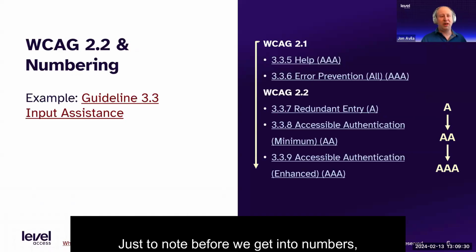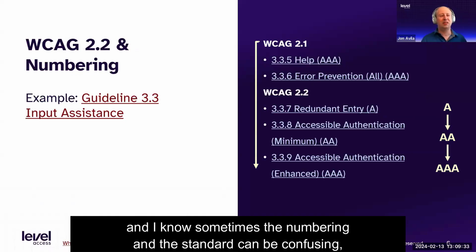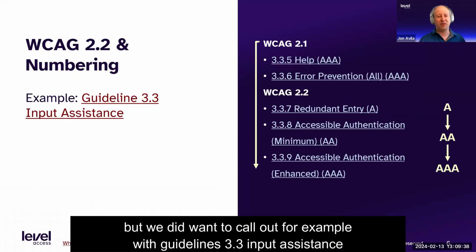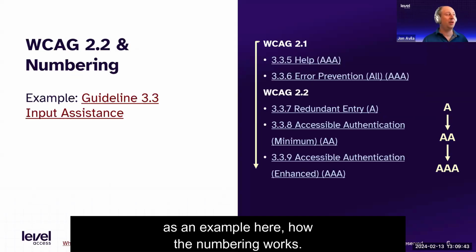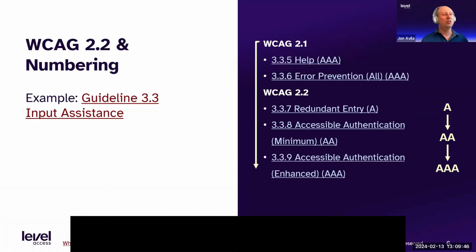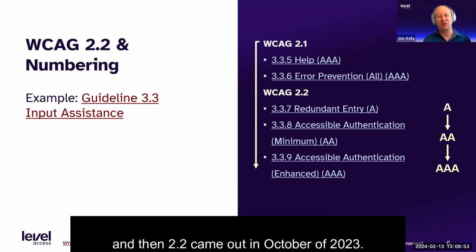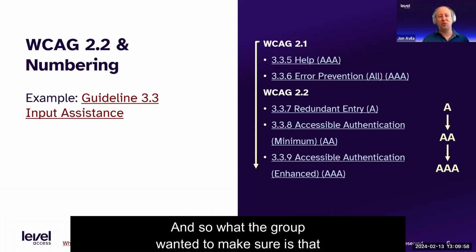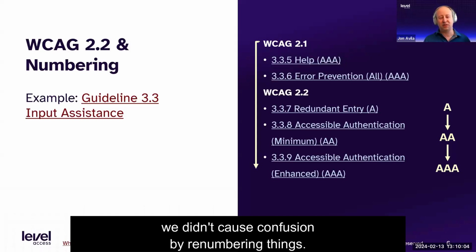Just a note before we get into numbers, and I know sometimes the numbering in the standard can be confusing, but we did want to call out, for example, with guideline 3.3 Input Assistance as an example here, how the numbering works. So WCAG 2.0 came out in 2008, 2.1 in 2018, and then 2.2 came out in October of 2023.